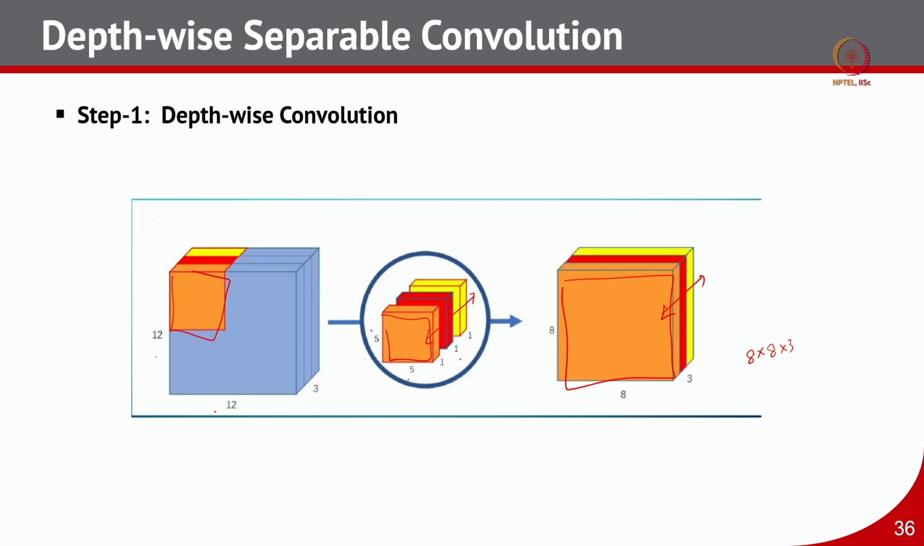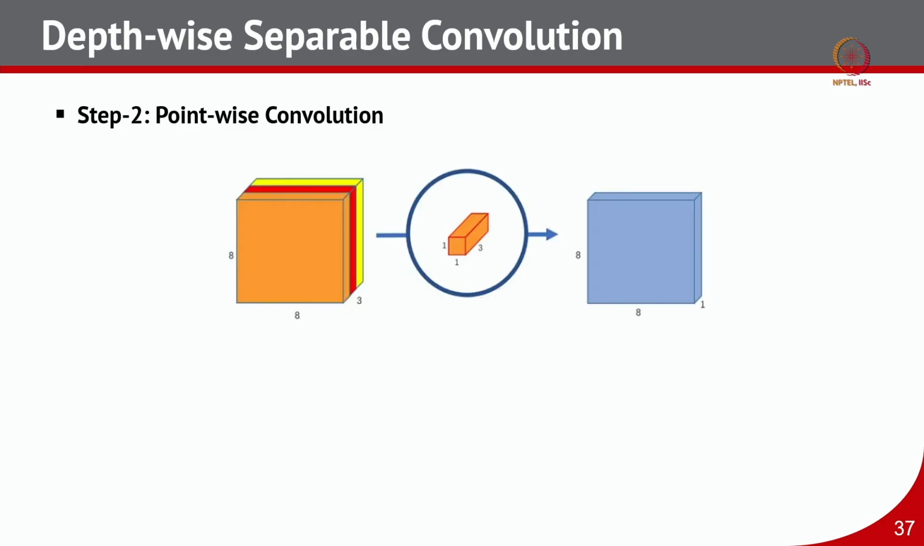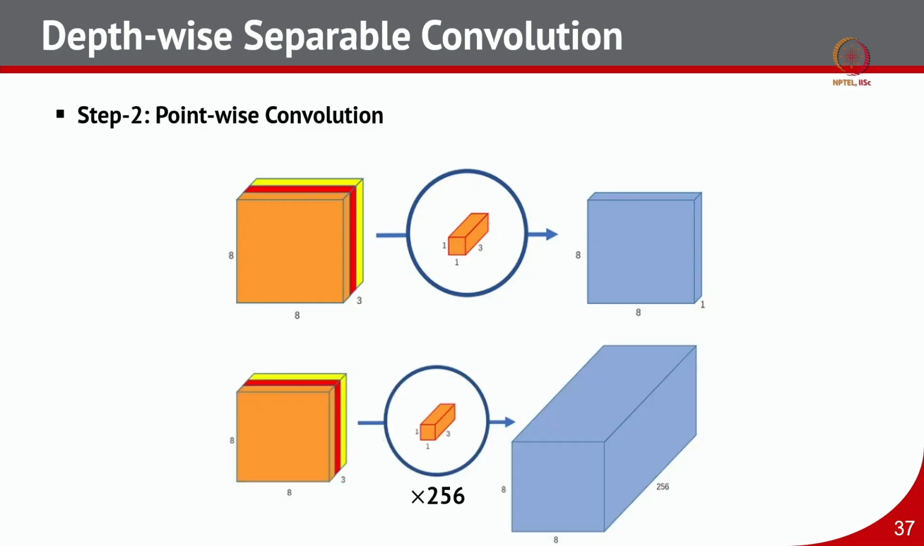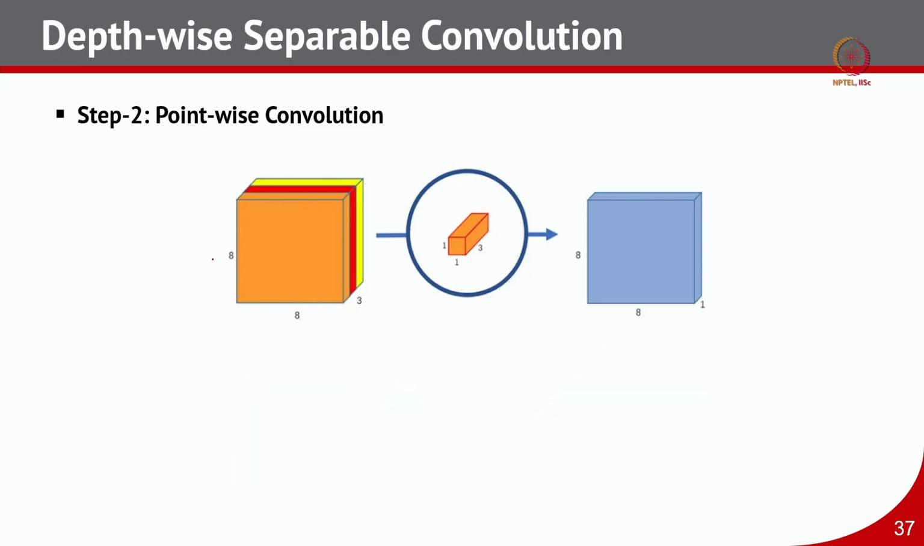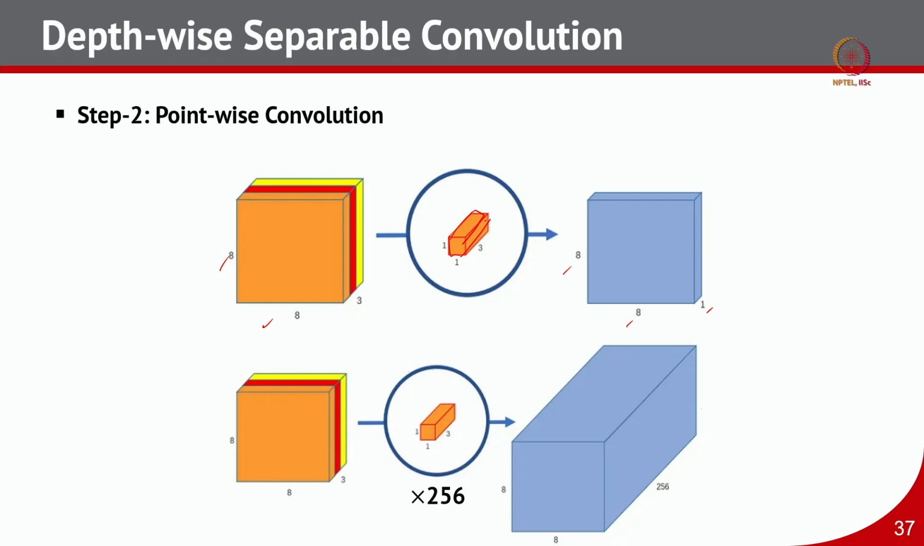Once we have this 8 by 8 by 3 image, we perform something called pointwise convolution. In pointwise convolution, we take the 8 by 8 by 3 image from the previous step and convolve it with a 1 by 1 by 3 filter. This is nothing but that 1 by 1 filter which we are talking about, right. If we convolve this 8 by 8 by 3 image with a 1 by 1 by 3 filter through a regular convolution, we get an 8 by 8 by 1 image, and if we have 256 of them, we get a final output of 8 by 8 by 256, right.